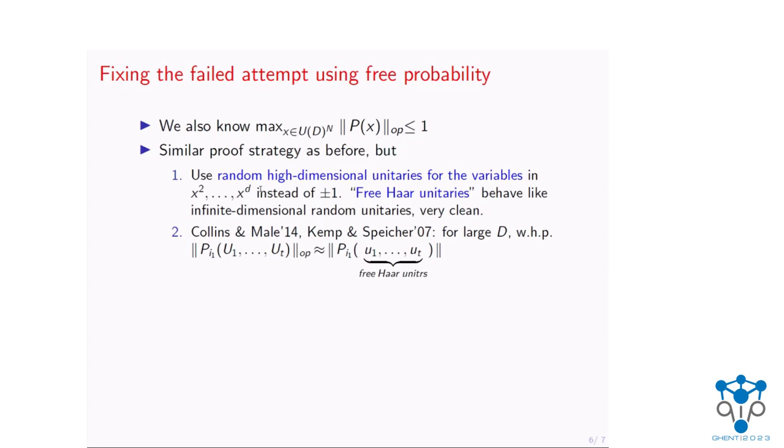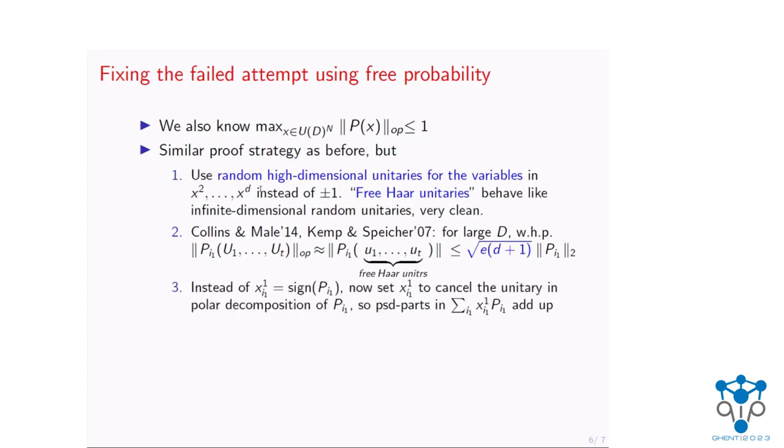So Collins and Male showed that the operator norm of a polynomial P, where you stick in random unitaries, is the same as the norm in some C star algebra corresponding to free probability if you stick in free Haar unitaries for the values, right? And here I'm really waving my hands. And then their second result is Kemp and Speicher, and they showed that if you stick in these free Haar unitaries, the norm that you get is at most polynomially related to the L2 norm of PI1, which in turn was the square root of influence.